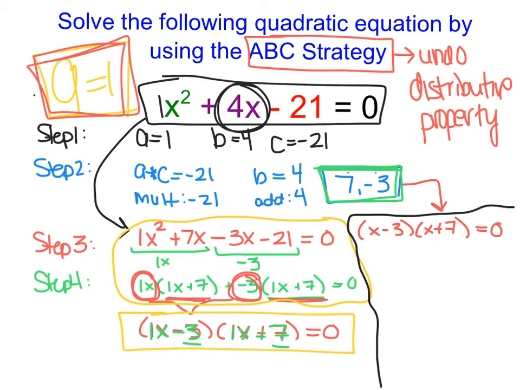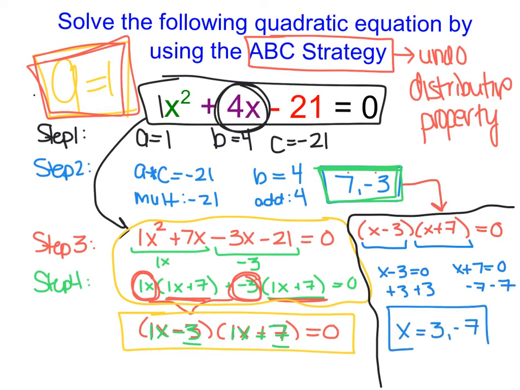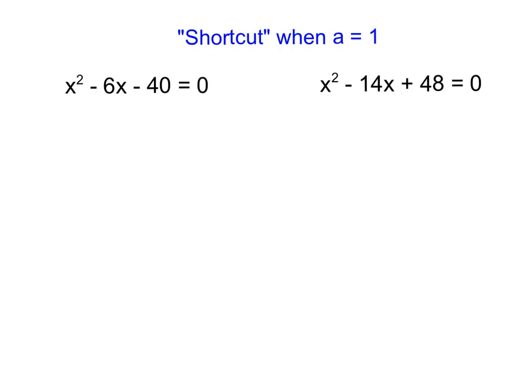And then from here, we can use our zero product property. I notice I have something times something is equal to 0, so factoring helps us to use the zero product property. So I have x minus 3 equals 0, or x plus 7 is equal to 0. If we solve those two little mini equations, we end up with x is equal to 3, or x is equal to negative 7.